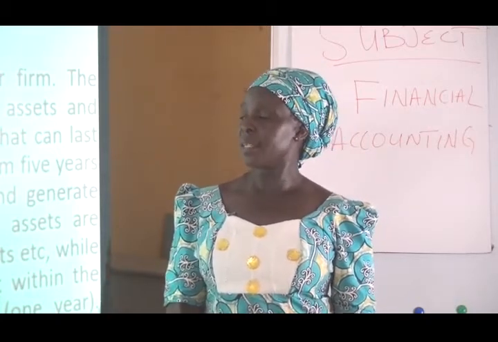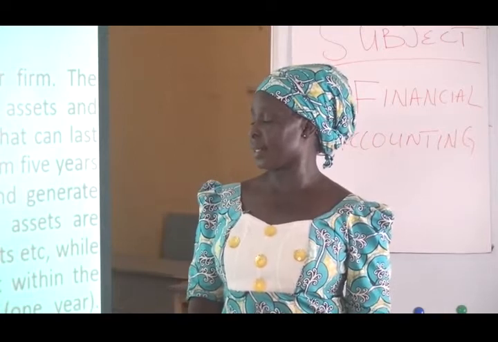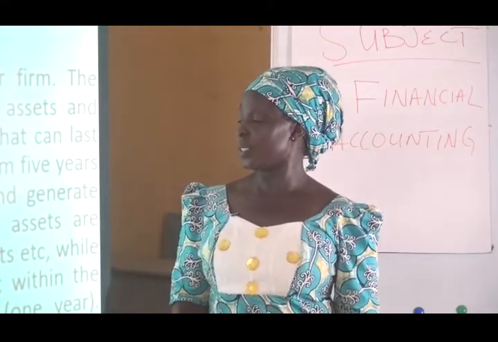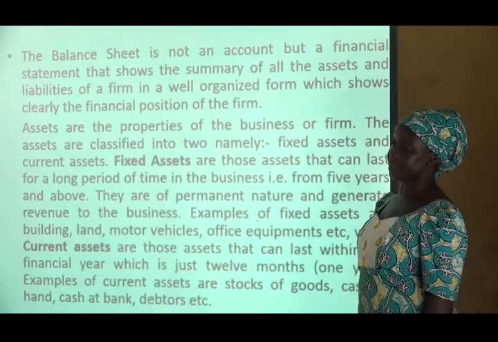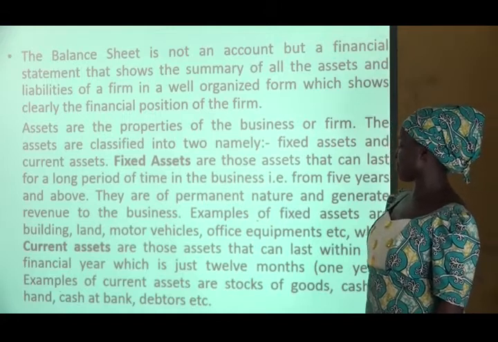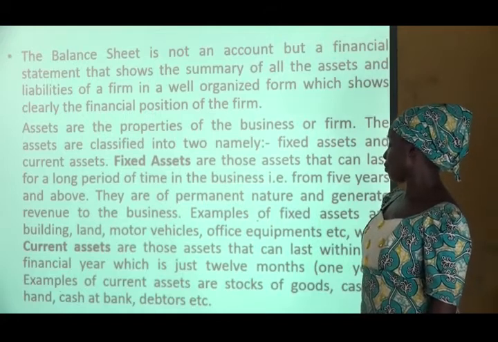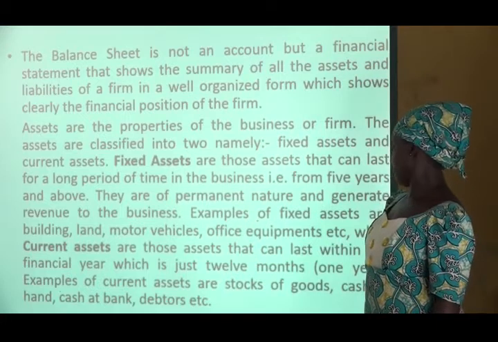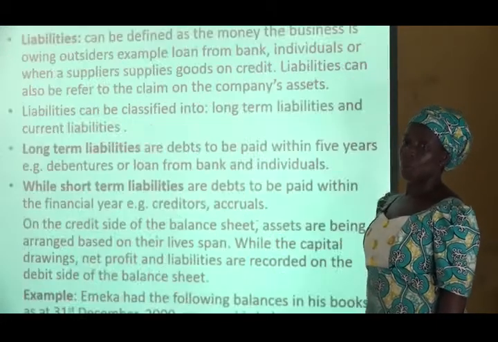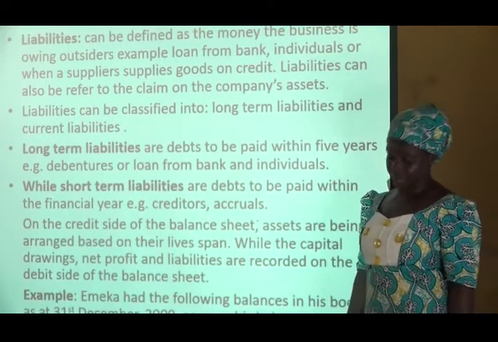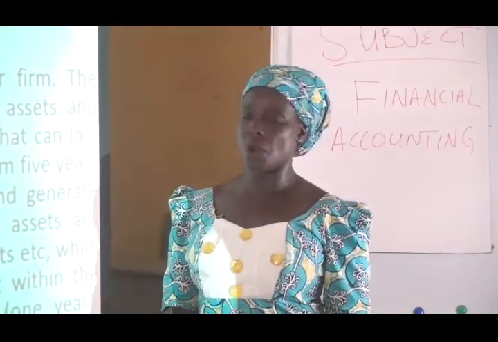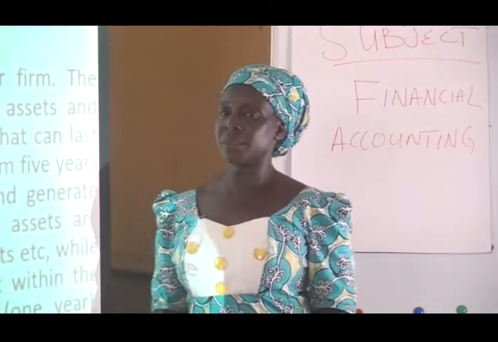While current assets are those assets that can last within the financial year, which is just 12 months, that is 1 year. Examples of current assets are stock of goods, cash in hand, cash at bank, and debtors. Who are debtors? Debtors are the customers that bought goods on credit from the firm.